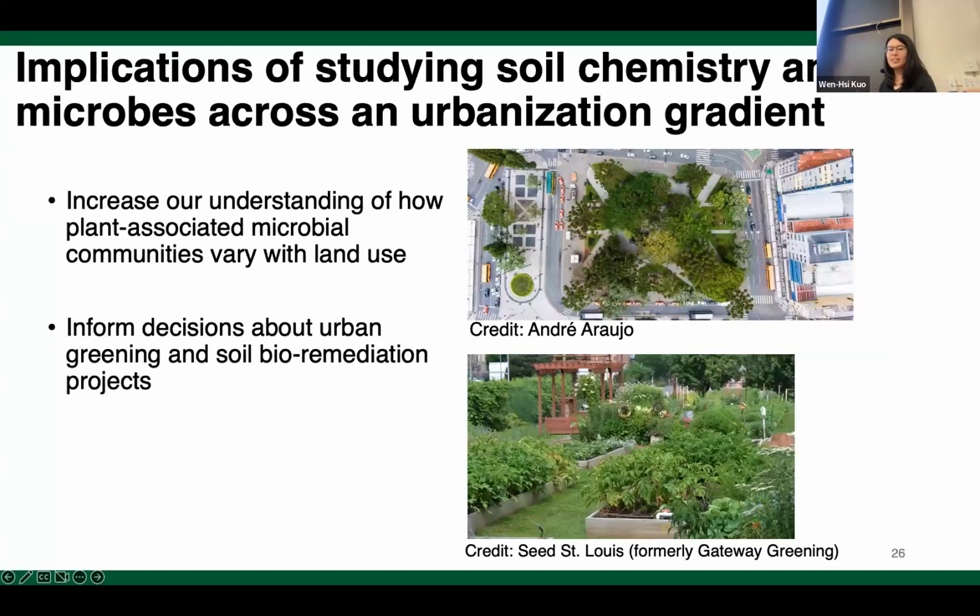So zooming out of all this, what's the point of it all? For plant communities, we can better understand how plants and their microbiomes respond to urbanization and heavy metals, and we can use that information when making decisions about urban planning, urban greening, and soil bioremediation projects. For instance, urban restoration projects that want to plant native vegetation would want to know the quality of the soil before they begin planting anything. Urban gardens might want to know if there are any pathogenic microbes in the soil before they, again, plant anything else.